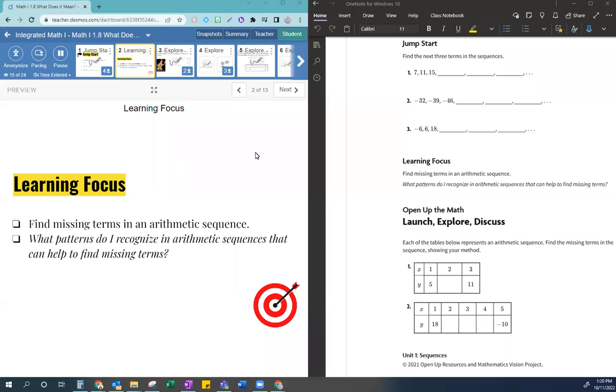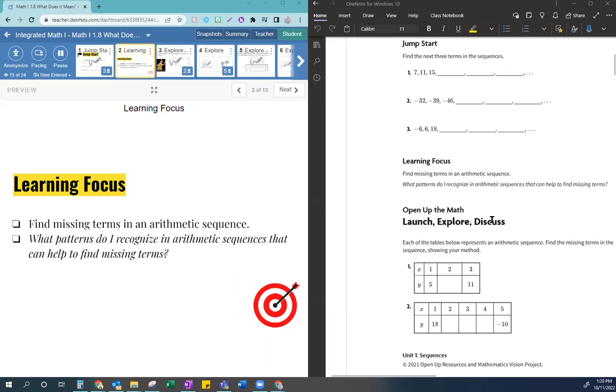Here we go. Okay, so what we're working on today is 1.8. You'll be able to find missing terms in an arithmetic sequence. You should know what arithmetic means. And it says, what patterns do I recognize in arithmetic sequences that can help find the missing terms?